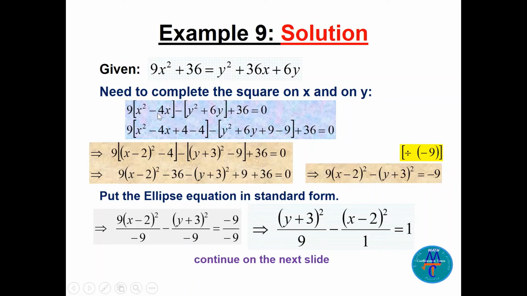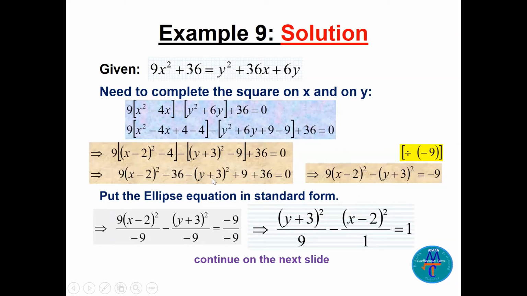Minus 4x, complete the square now on the x: divide by 2, minus 2. Square it, we add 4 and subtract 4. 6y, divide by 2, this 6 becomes 3. Square it, 9, we add 9, subtract 9. So this one: 9 times (x − 2) squared minus 4, and there is a minus in the middle here, (y + 3) squared minus 9, plus 36. Now multiply 9 times the bracket. 9 times minus 4 is minus 36, and there is a minus here: (y + 3) squared plus 9, because minus with the minus, plus 36.